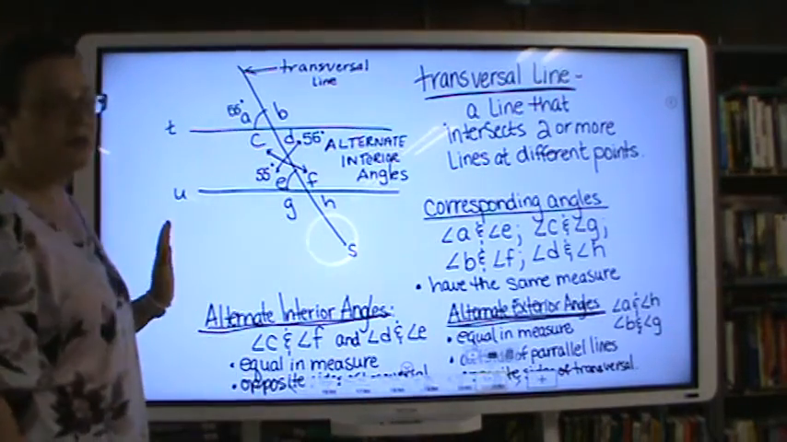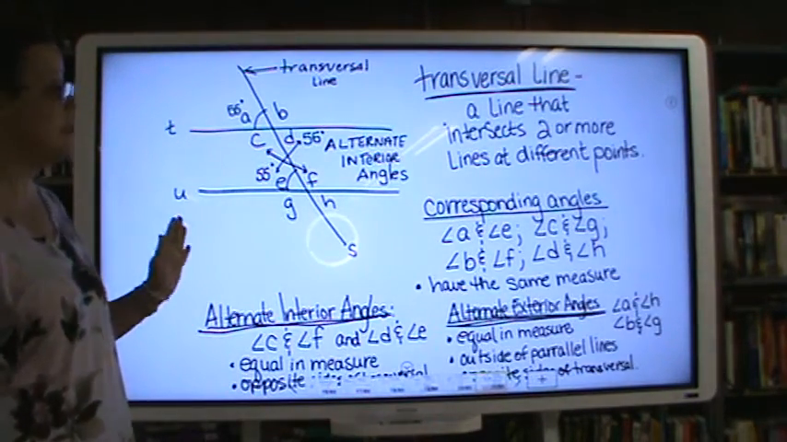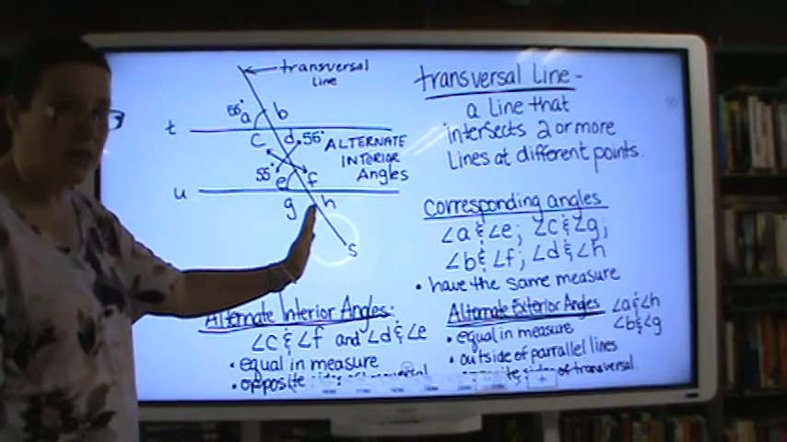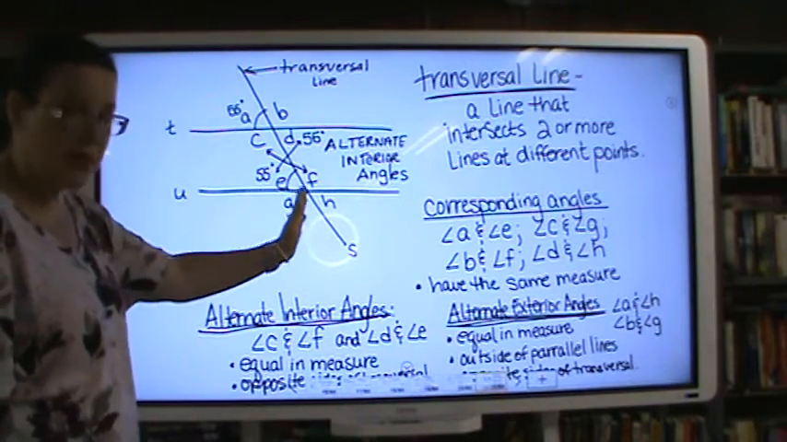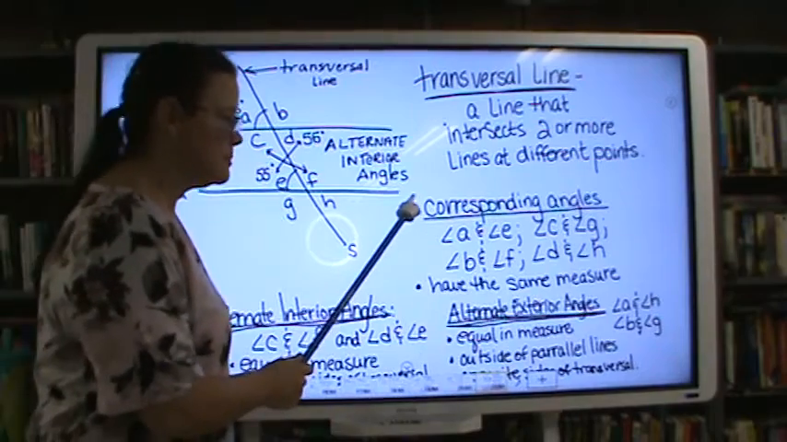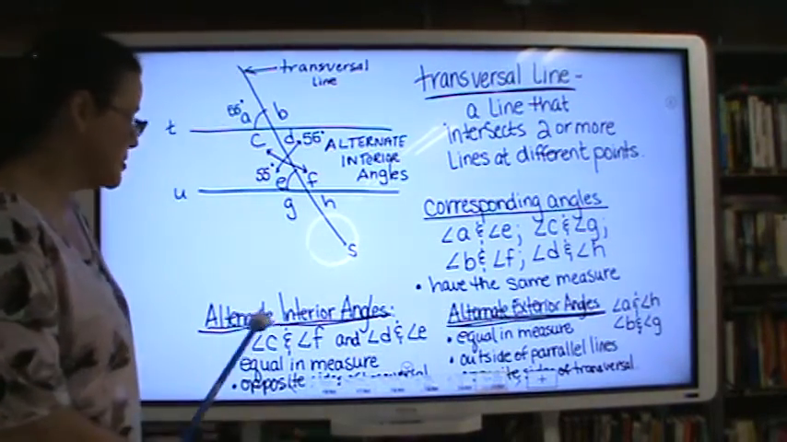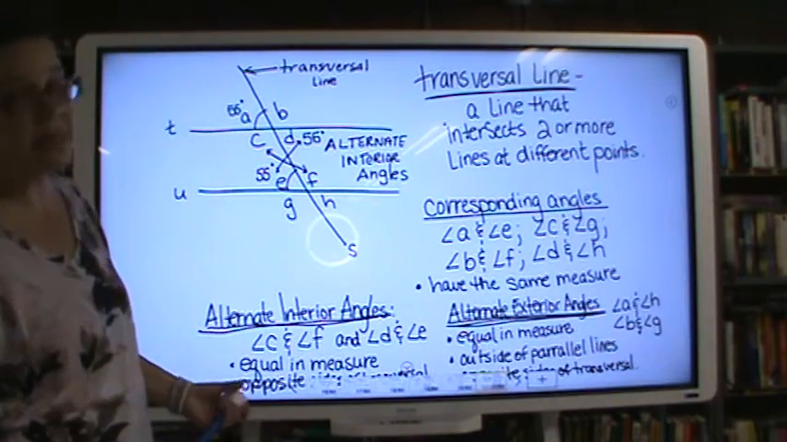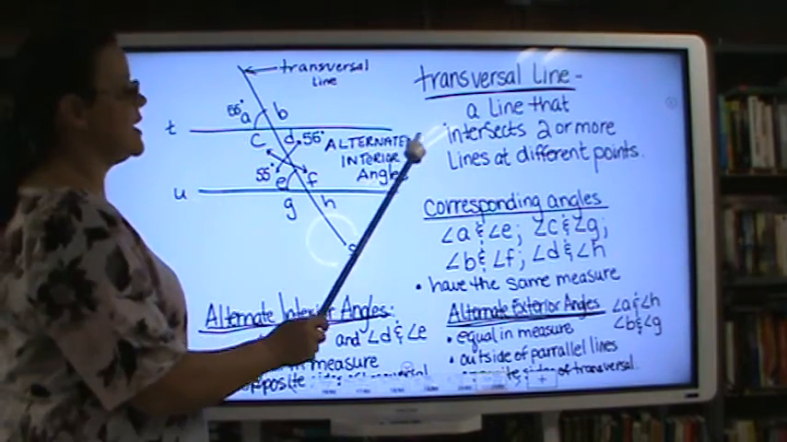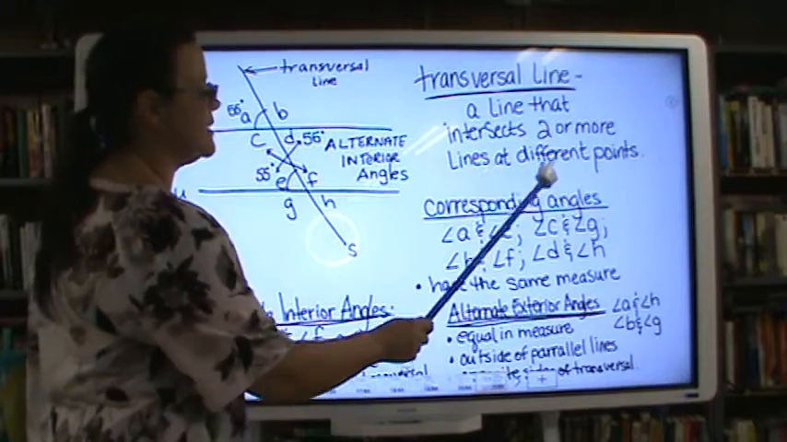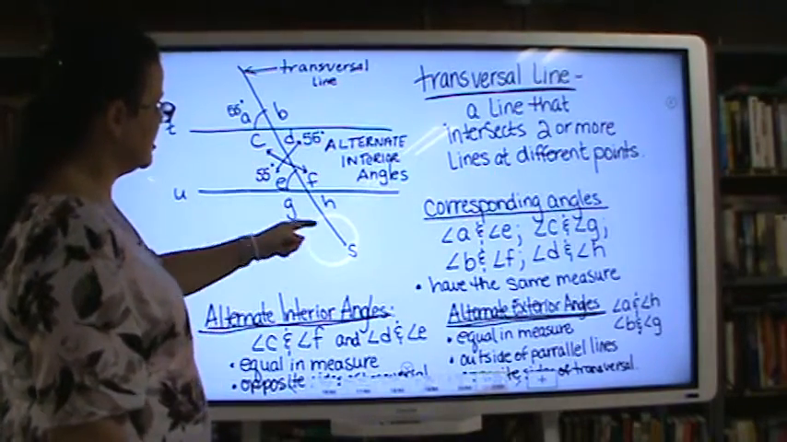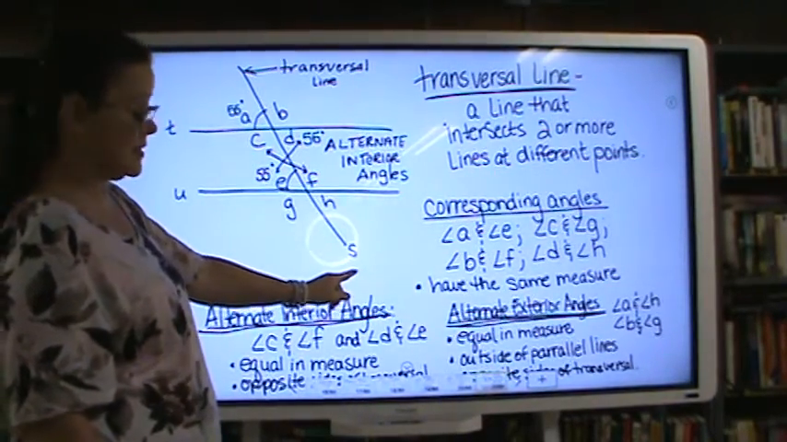So now we're going to be talking about that transversal line that cuts those two parallel lines down the middle, right? And they have corresponding angles, and then there's alternate exterior angles, and there's alternate interior angles. So let's take a peek at that. Transversal line is a line that intersects two or more lines at a different point. This would be the transversal line, and we labeled it S.